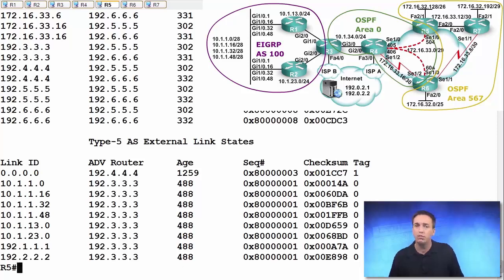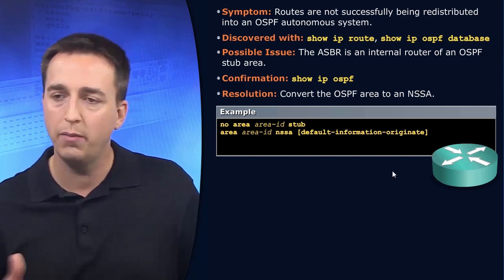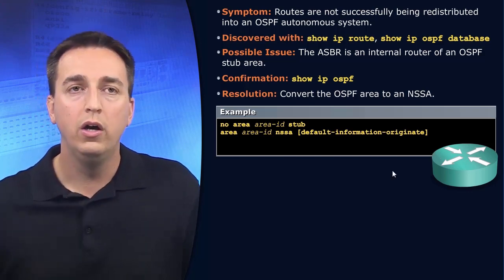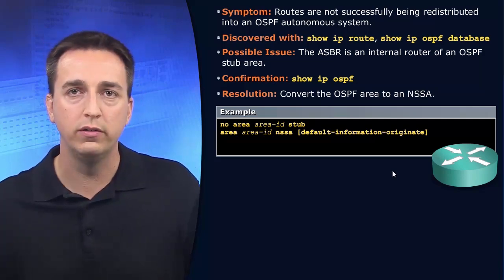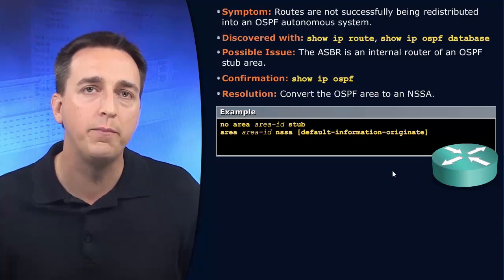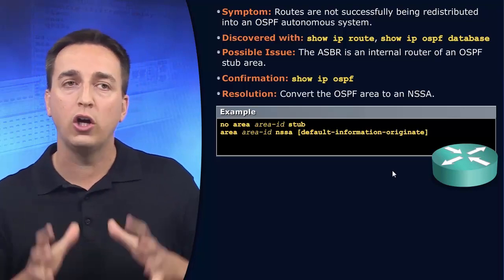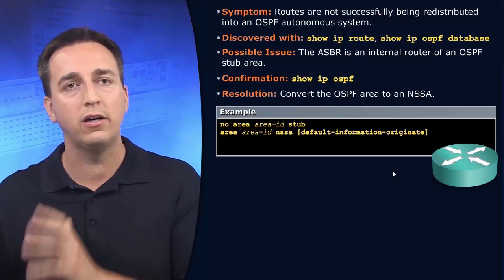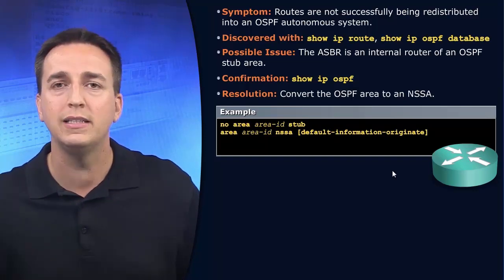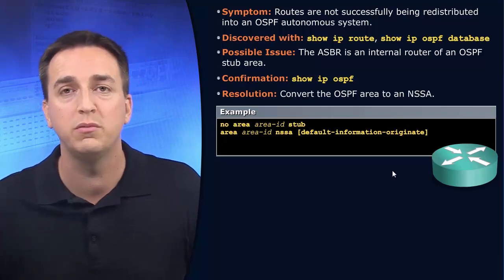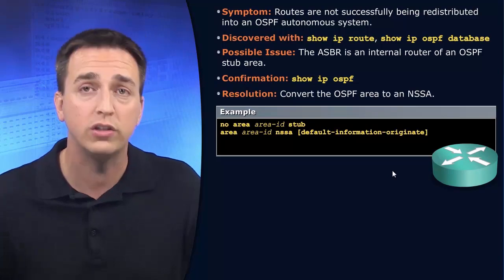So how can we solve this problem? Well, the problem right now is that it's a stub area, and stub areas suppress type 5 LSAs. What can we do? Well, we can completely get rid of the stub feature if we want to. So remove the fact that it's a stub area. However, we are implementing the stub area feature because our goal is to reduce the number of LSAs that are going into area 567. We are preventing those type 5 LSAs that are coming all the way from the EIGRP autonomous system on the other side from being sent into area 567. So we don't want to just shut off the stub area feature.